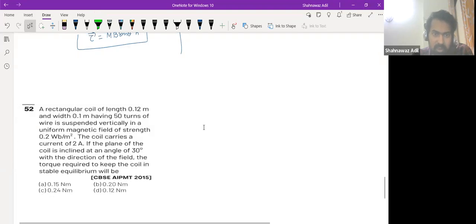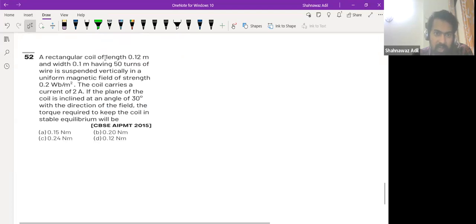A rectangular coil of length 0.8 and width, having 50 turns of wire, is suspended vertically in a uniform magnetic field of strength this. The coil carries a current of 2 ampere. If the plane of the coil is inclined at an angle of 30 degrees with the direction of the magnetic field, right? So the plane of the coil is inclined.